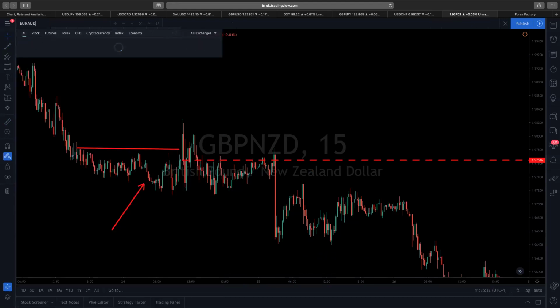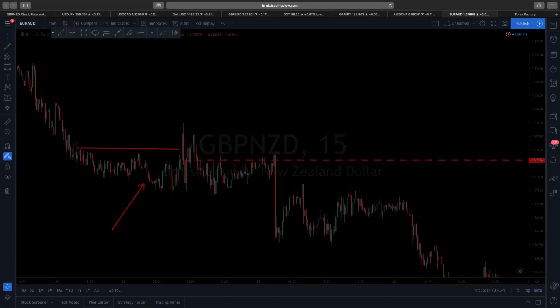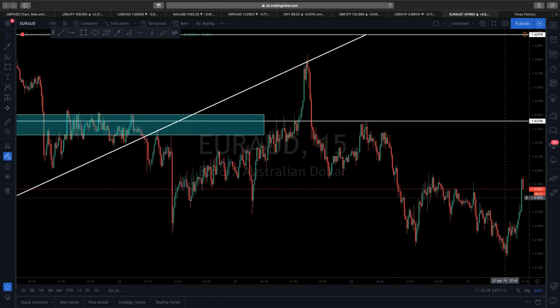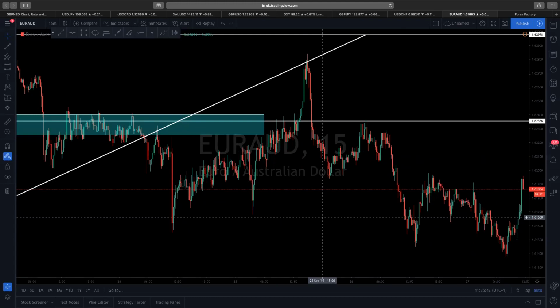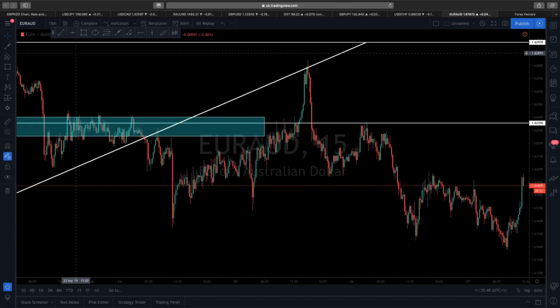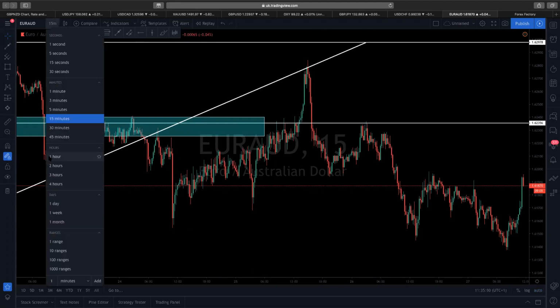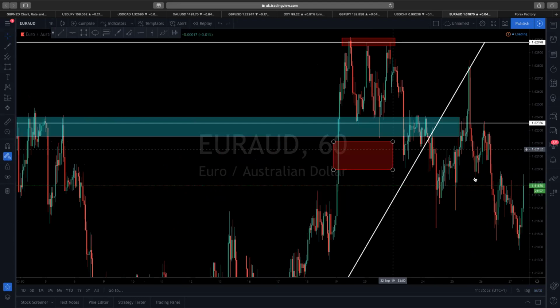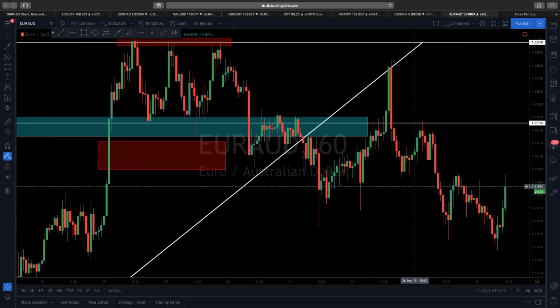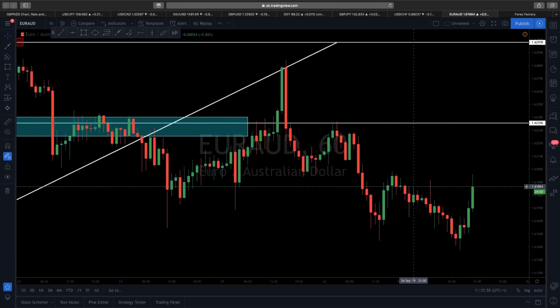Euro AUD. There was an FU there, that was the last two weeks. I still do my normal markup, like support and resistance. I just want to see how price reacts to certain places. Okay, Euro AUD. So just watch what happened.